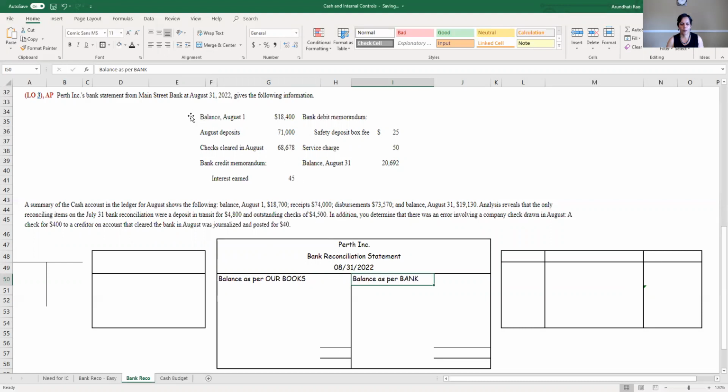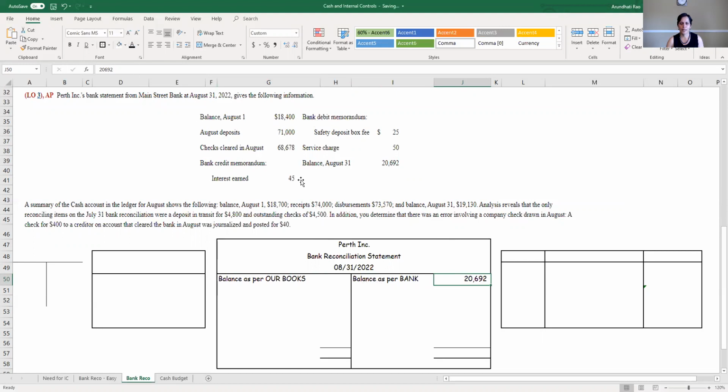So let's read the problem and see what we have. They tell us on March 1st, the balance is 18,400. I'm not interested in that number. I look to the whole problem over here, the bank statement, and they tell me on August 31st, my balance is 20,692. That's the number I need over here. So I place that information over there.